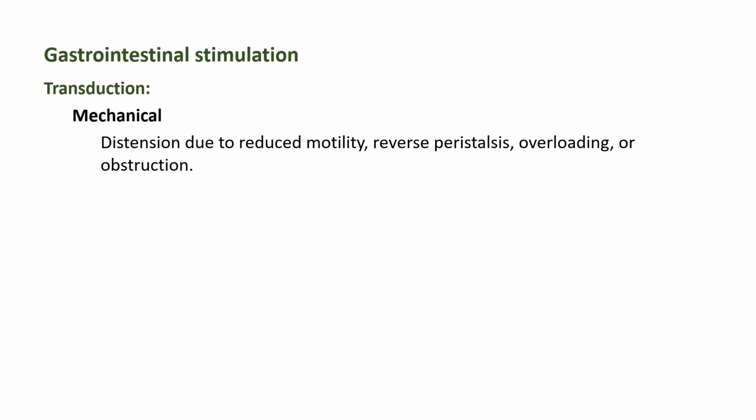So let's start at the beginning with transduction. As we said, we can have mechanical stimulation of our, if you like, vomiting receptors. And this will be caused by distension due to perhaps reduced motility, reverse peristalsis that we'll talk about in a minute, because that's actually an outcome of the vomiting reflex as well, overloading or obstruction. So these sorts of mechanical changes.